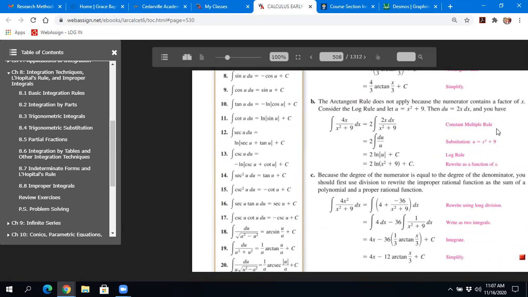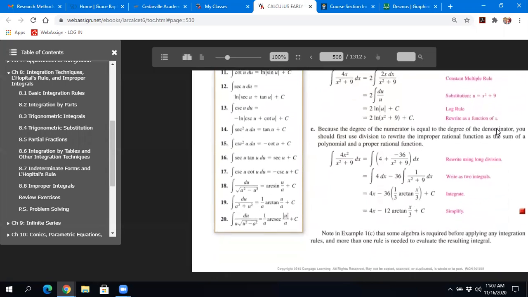That's always positive, so who cares about absolute value, right? X squared plus 9 is always positive. Okay? Lastly, what's going to happen if you have 4x squared over x squared plus 9?